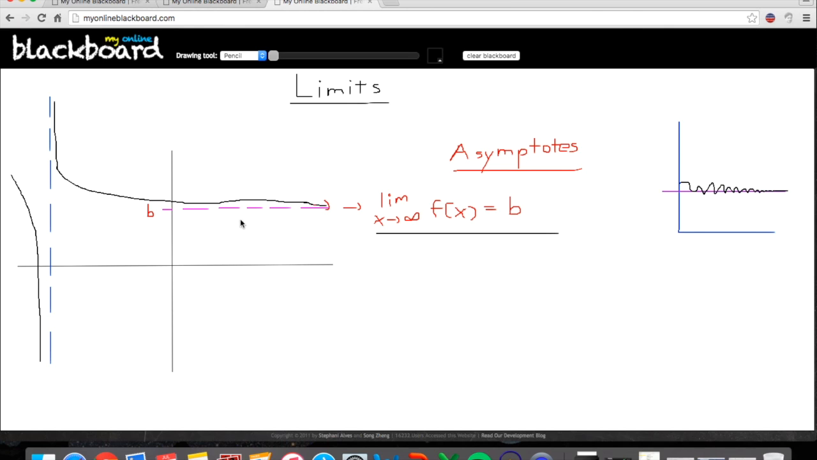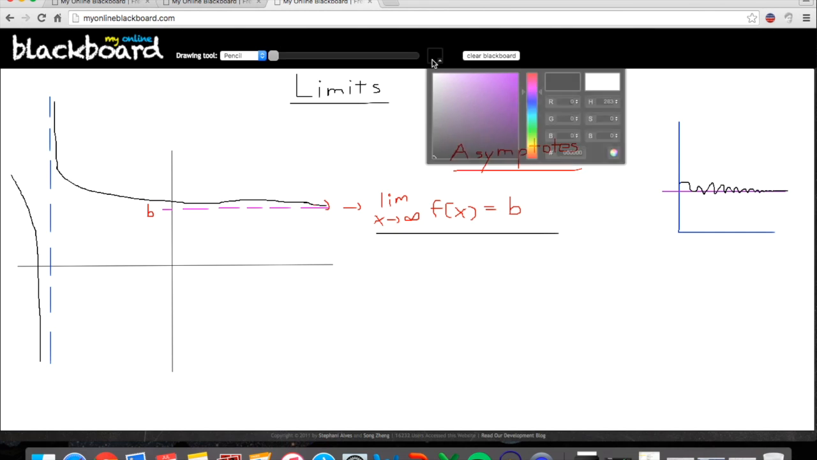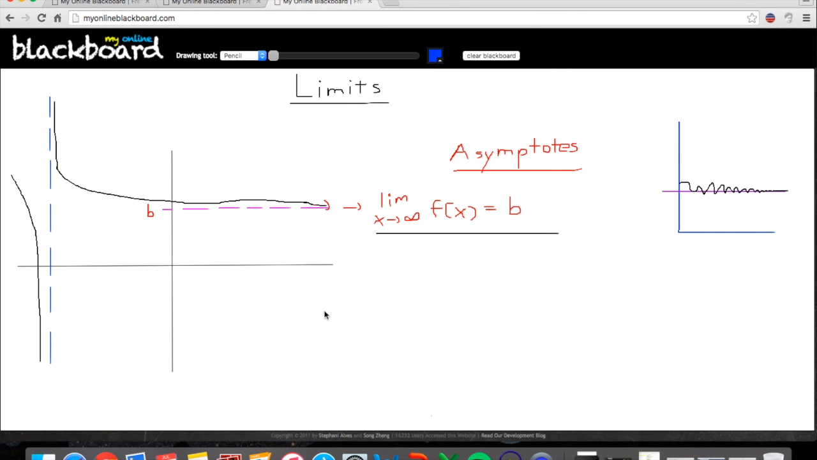It's horizontal. Now, the vertical asymptote, it can never do this. So if this were vertical like this is, they don't cross the vertical asymptote. The vertical asymptote is a scenario where the limit does not exist, or the limit is infinite, we call it. So let's do this in blue.